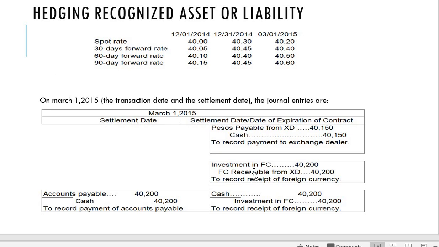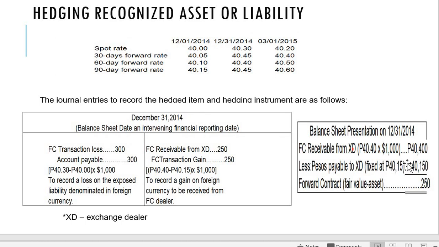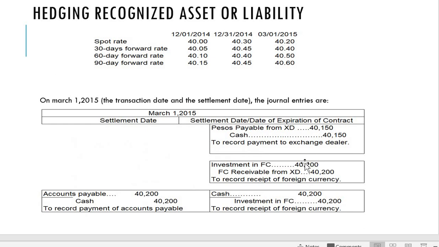But the value that we will receive is based on the spot rate at the settlement date. At the settlement date, the value of our spot rate is 40.2, so that is what we will receive. So you debit investment in foreign currency, credit foreign currency receivable from exchange dealer at 40,200. Because if you account for the value of the foreign currency receivable from exchange dealer on December 31, it has a value of 40,400, and then we have recognized the 200 loss. So its value is 40,200, which is actually equal to the spot rate. That's 1,000 times 40.2, or 40,200.